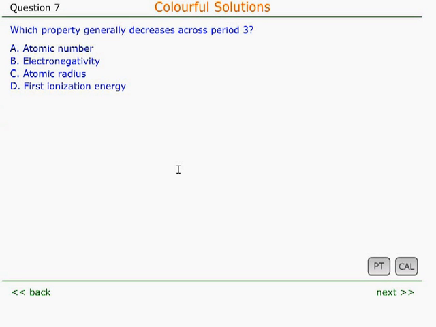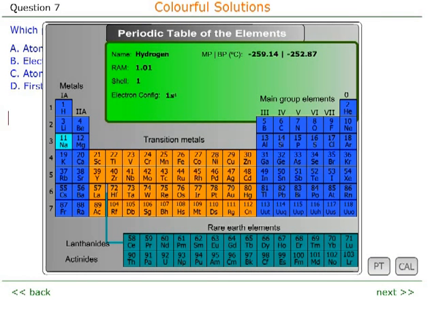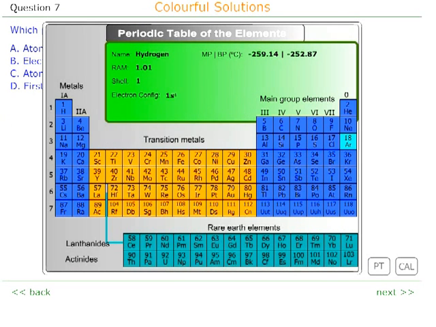Which property generally decreases across period 3? Well, what have we got? We have atomic number, electronegativity, atomic radius, and first ionisation energy. Well, the atomic number, if we look across period 3, goes from 11, 12, 13, so this is increasing. We know the atomic number increases as we go across a period. Electronegativity, well, electronegativity increases to fluorine, so it increases towards the right. Fluorine is the most electronegative element.